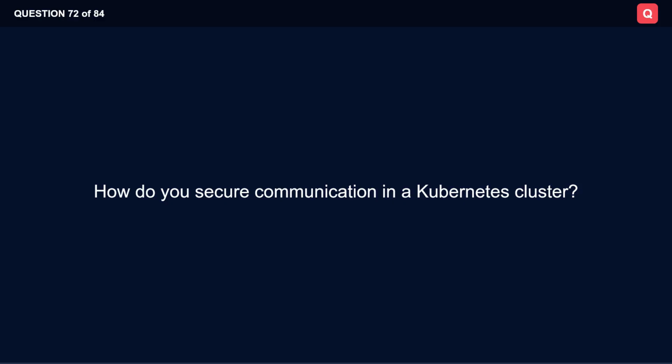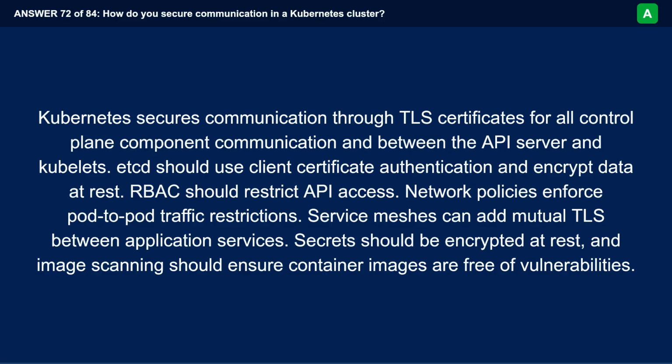How do you secure communication in a Kubernetes cluster? Kubernetes secures communication through TLS certificates for all control plane component communication and between the API server and kubelets. etcd should use client certificate authentication and encrypt data at rest. RBAC should restrict API access. Network policies enforce pod-to-pod traffic restrictions. Service meshes can add mutual TLS between application services. Secrets should be encrypted at rest, and image scanning should ensure container images are free of vulnerabilities.